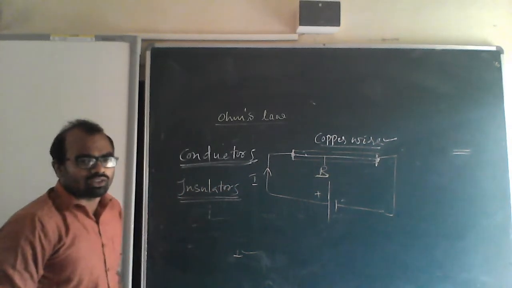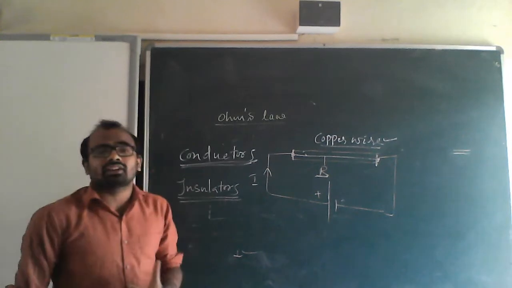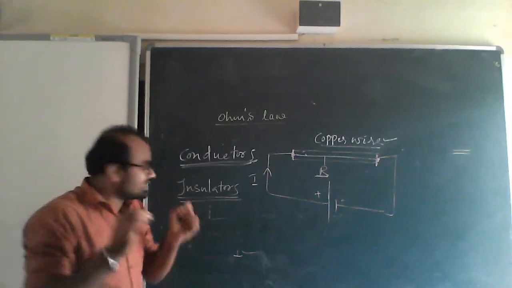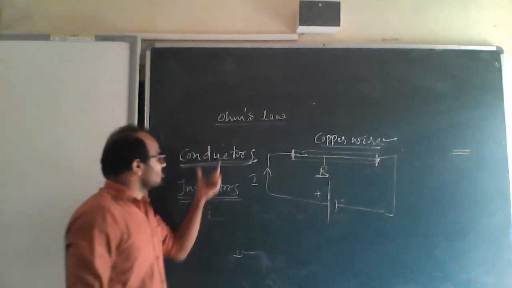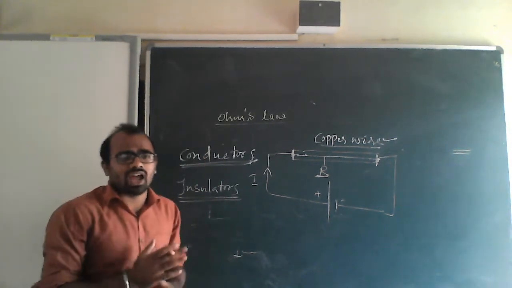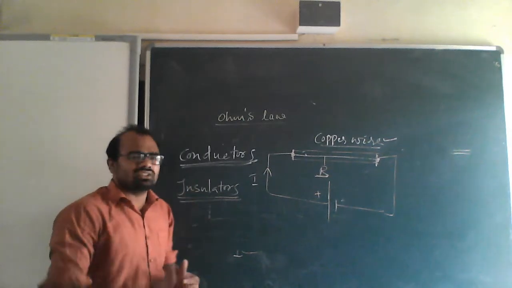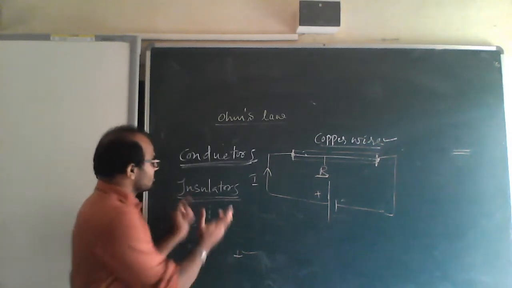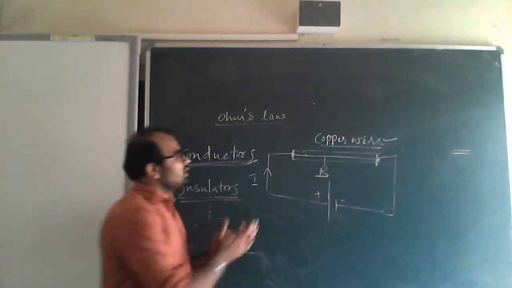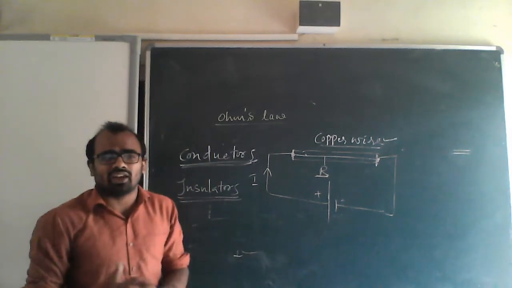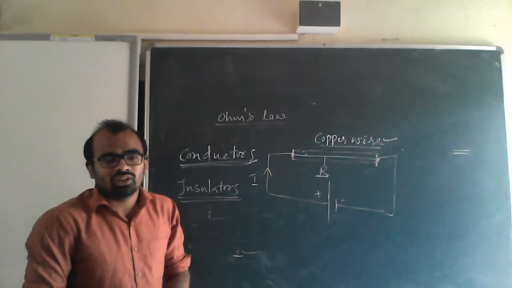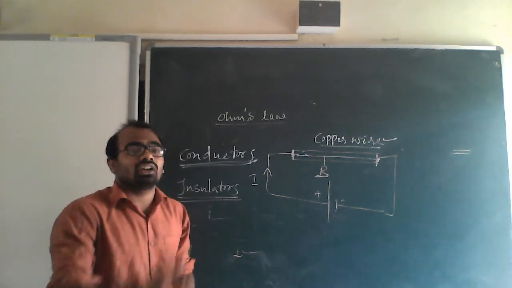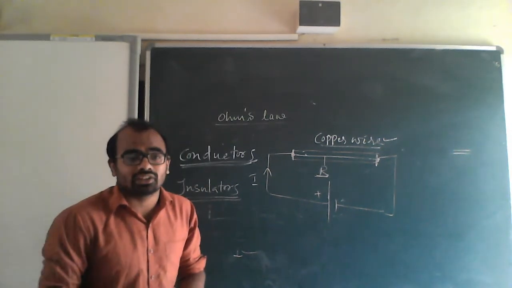Insulators means what? They do not conduct electricity. The resistance of an insulator is very high. The resistance of a conductor is very much less. Since the resistance is very high, they highly oppose the flow of current, and there are no free charge carriers. This is why insulators do not conduct electricity.